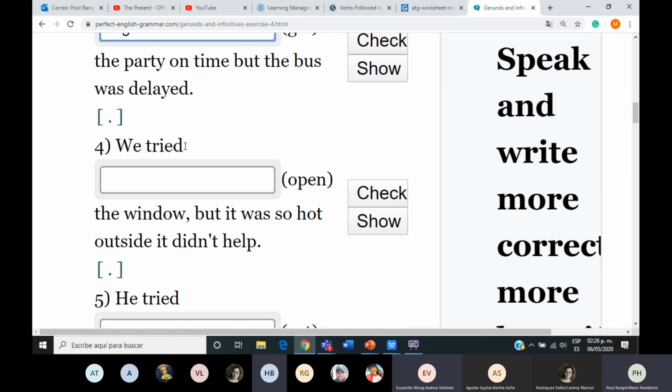Ok, otra vez. We tried open the window, but it was so hot outside, it didn't help. To open. Try to open. Ok, ya tengo dos to open. ¿Alguien da más? Opening. Tengo to open. Fíjense. Si lo pongo aquí así, bueno, le voy a poner to open porque todo el mundo está diciendo to open. Ahorita checamos.